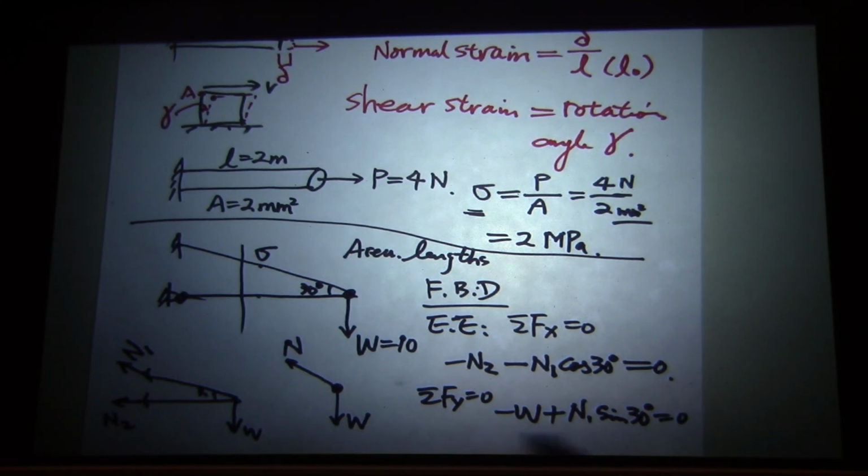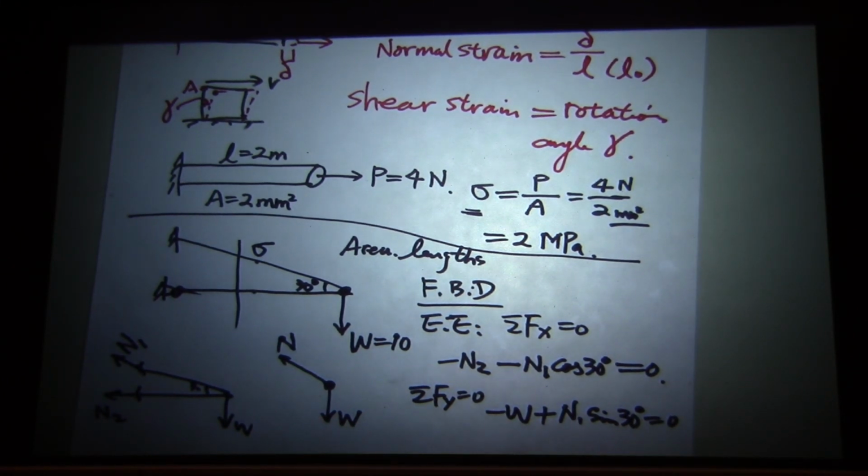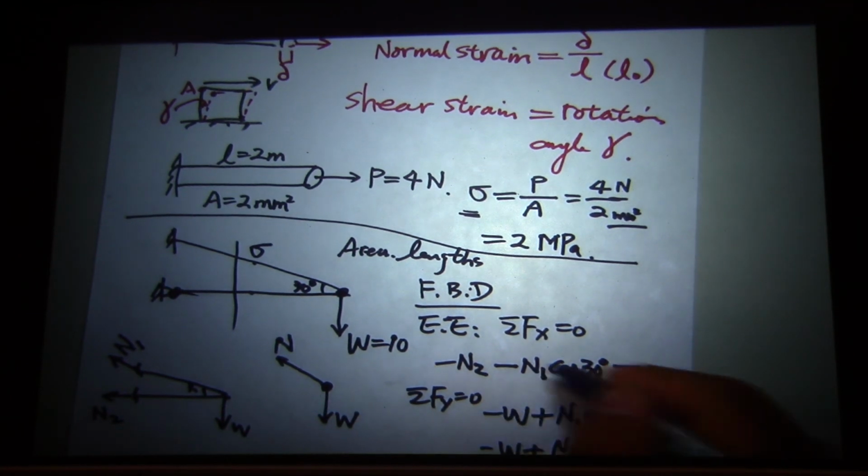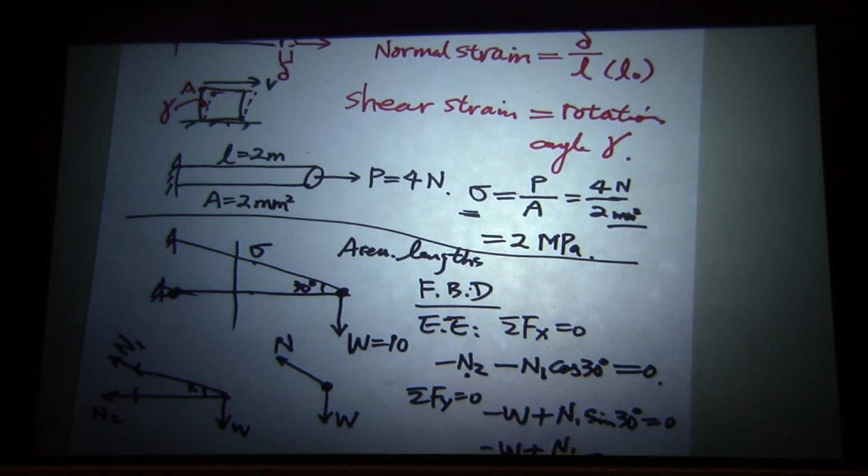Now, from this second one, can you find out N1? Yes. Okay, what's sine 30°? 0.5, right? That's an easy number to remember, sine 30°. So this will basically say negative W plus half N1 equals 0. So N1 equals twice W. Once you know N1, can you put it into the first one and find out N2? Yes. Okay, now can you find out the sigma 1 and the sigma 2?